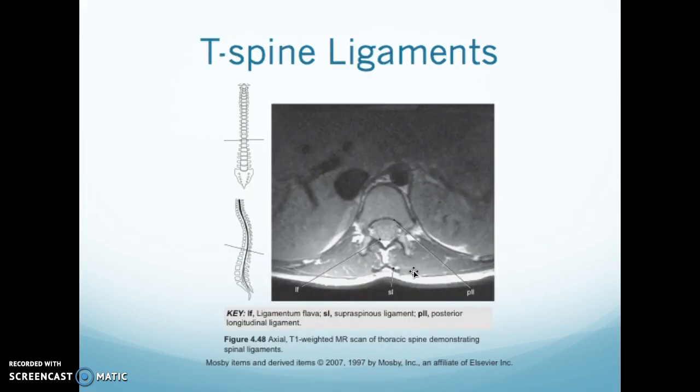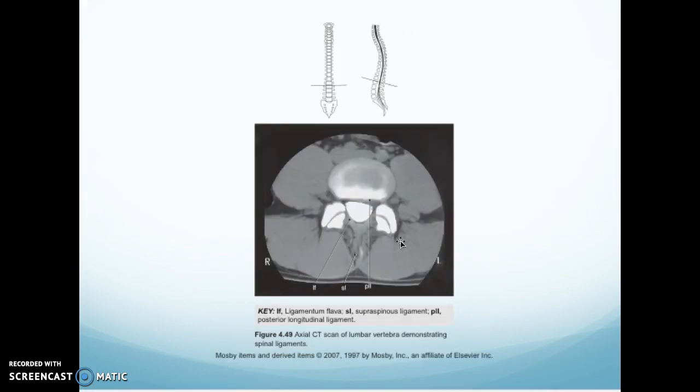Here is a T-spine MRI, and you have your posterior longitudinal ligament here, and that's pretty good. Here's your posterior longitudinal ligament with your supraspinous ligament posteriorly.